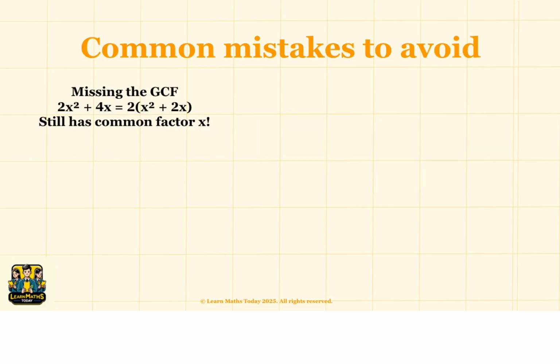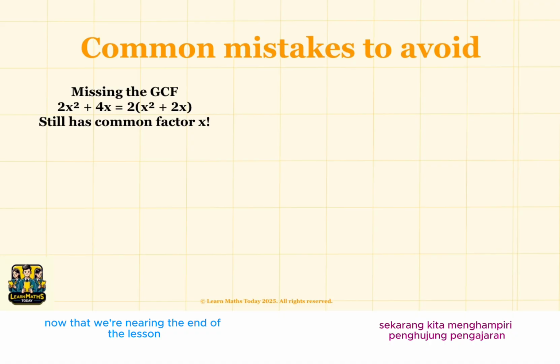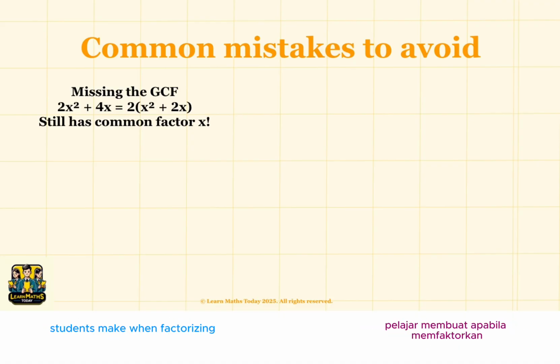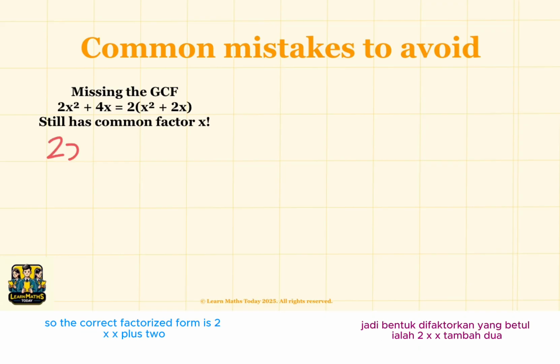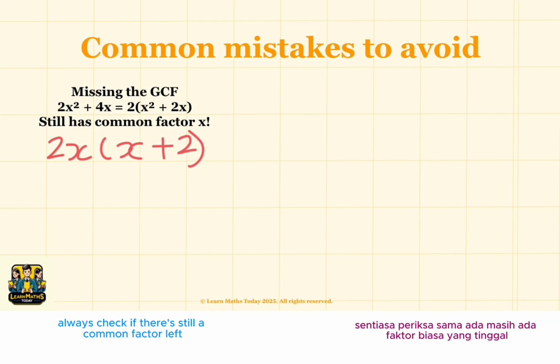answer. Now that we're nearing the end of the lesson, let's take a look at some common mistakes students make when factorizing. The first mistake is that many forget the greatest common factor. For example, when we take a look at 2x squared plus 4x, some students stop by factorizing only the 2, but both of them still have a common factor of x. So the correct factorized form is 2x, x plus 2. Always check if there's still a common factor left.